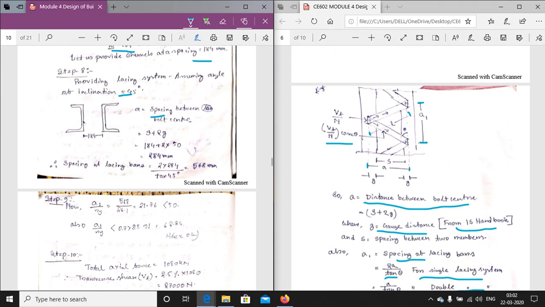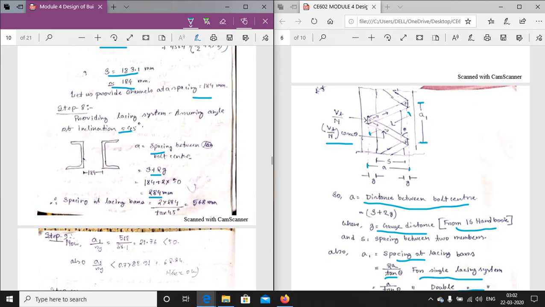As we are using single lacing, we will use 2A by tan theta, where A equals S plus 2G. Putting the values, the spacing of the lacing bar is 568 mm. So we are getting the value of the spacing of the lacing bar.